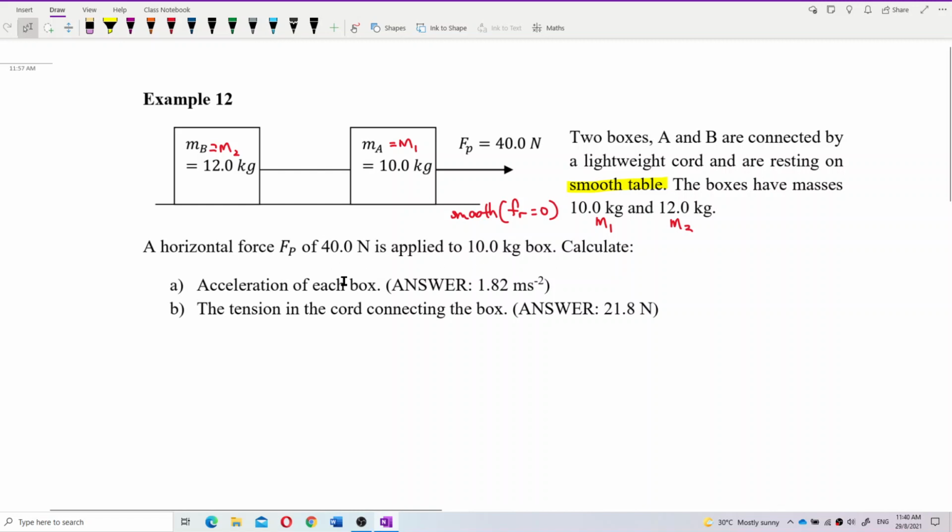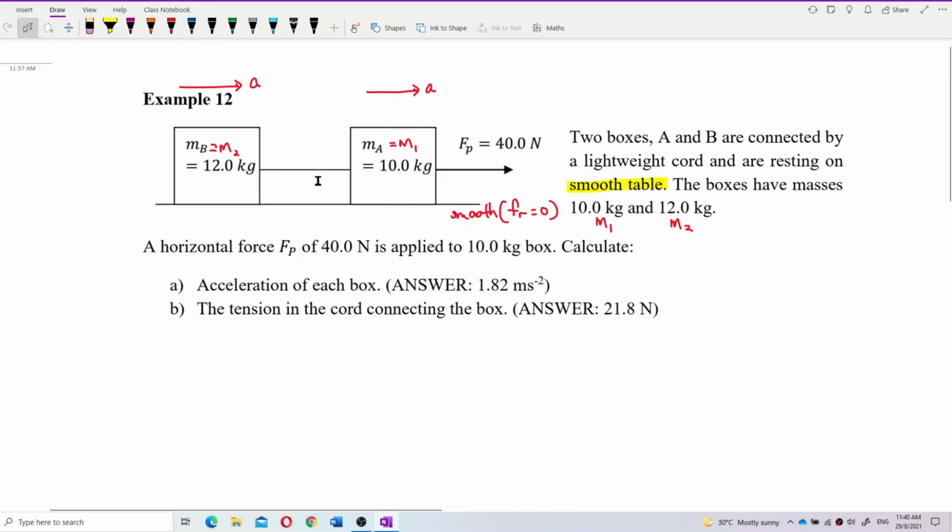Now, the acceleration of each box. We know that these two boxes are connected to each other, so they should have the same acceleration. They should share the same acceleration. No box accelerates faster than the other. Both boxes connected by a string should accelerate at the same acceleration. You see, we only have one answer for acceleration, because they're connected by the same string.